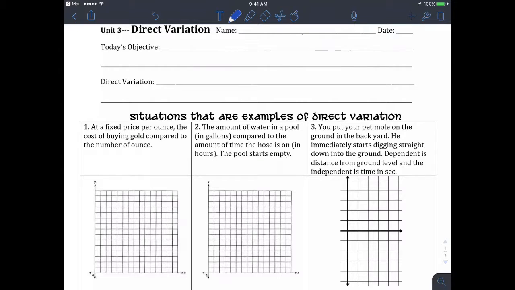Today's direct variation, let's go and write down today's objective. Today's objective is: I can identify if a function is direct variation.